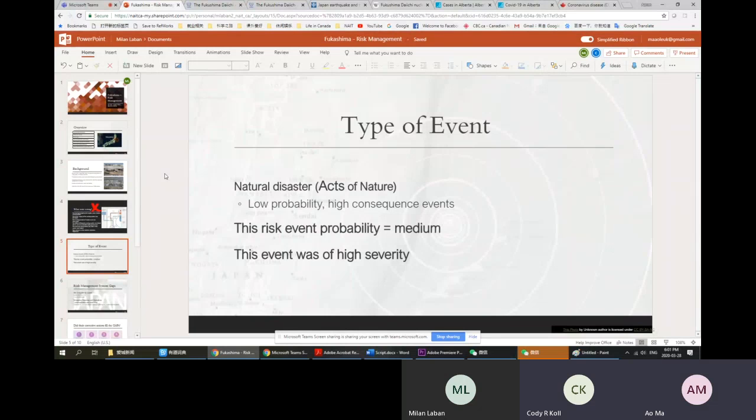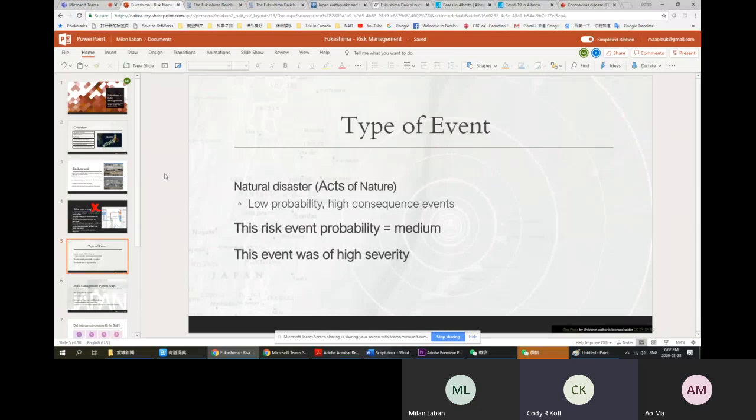Okay, what type of event was it? This was a natural disaster, or act of nature. It has a low probability, but an extremely high consequence to Fukushima. And the risk event probability is medium. This is because Fukushima, Japan, has experienced earthquakes like this before, ranging between 5 to 25 years.